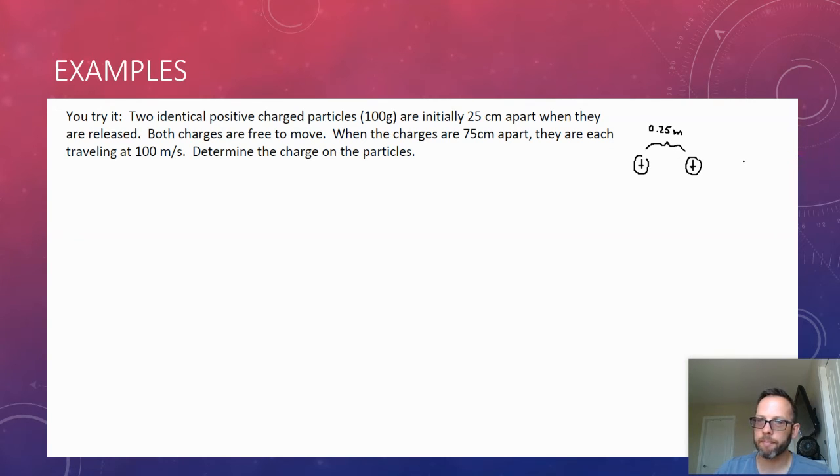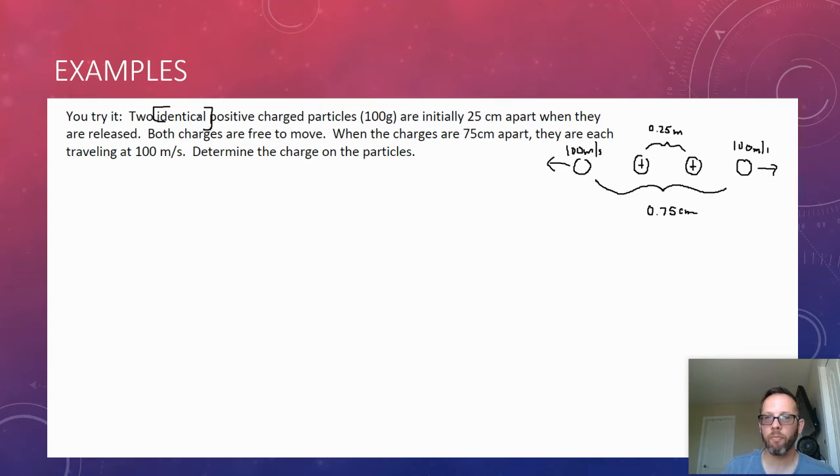So afterwards, after some time, when they're released, one will move right, the other will move left, right? And initially they were 25 centimeters apart. And we're told that when they're 75 centimeters apart, they're each moving with a speed of 100 meters per second. This symmetry makes sense because the question says they are identical positive charges, so they have the same Q. And we want to determine what that charge is that would give them this speed a certain distance away.